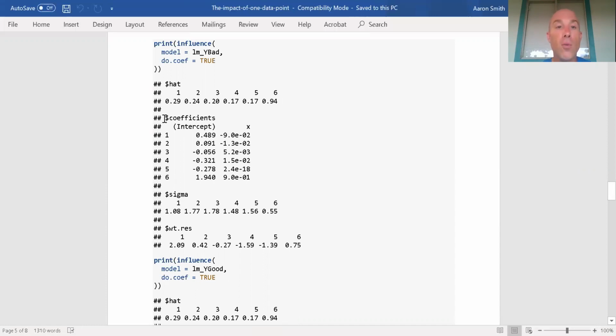Now for the coefficients, what's going on here is that R builds a model, R removes that point, builds the model again, and checks how the coefficients change. So when 1 was removed, this is how much the coefficients changed. When 2 was removed, but the other data points were kept, that's how much the coefficients change. If I look at this, it is in scientific notation, so e-2, e-2, e-3, e-2, e-18, here it's practically nothing.